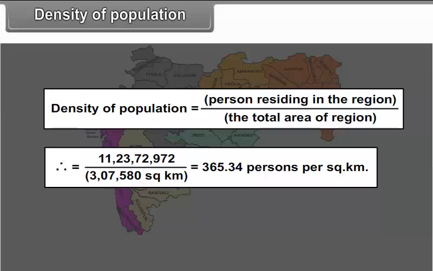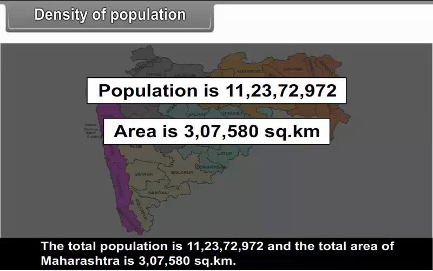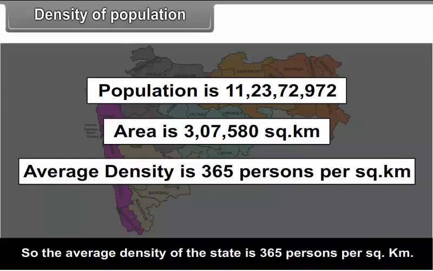Therefore, 11,23,72,972 upon 3,07,580 square kilometers is equal to 365.34 persons per square kilometer, where the total population is 11,23,72,972 and the total area of Maharashtra is 3,07,580 square kilometers. So the average density of the state is 365 persons per square kilometer.